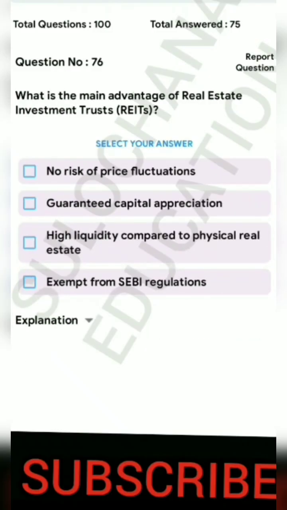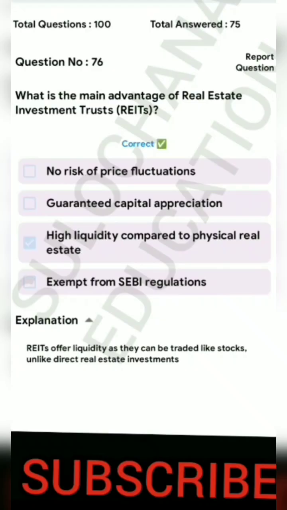What is the main advantage of a real estate investment trust? Options are A, no risk of price fluctuations, B, guaranteed capital appreciation, C, high liquidity compared to physical real estate, D, exempt from SEBI regulations. And the correct answer is option C, high liquidity compared to physical real estate.